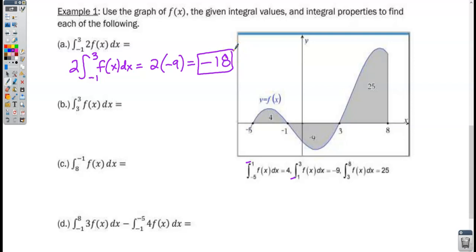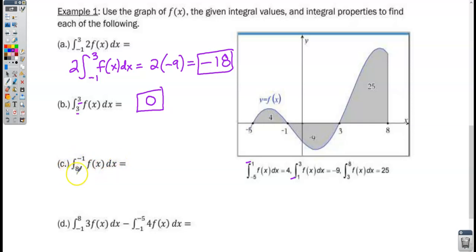Part B, the integral from 3 to 3 of f of x dx. Same lower limit and upper limit means that automatically the zero property applies, and the value of that integral is 0.